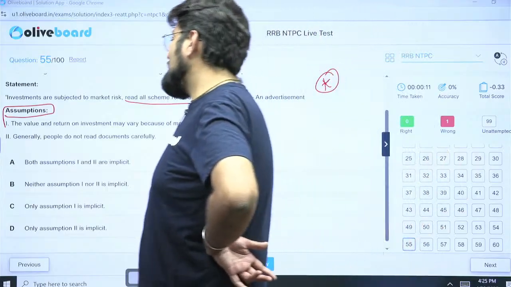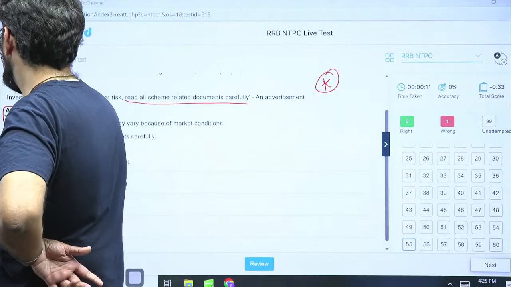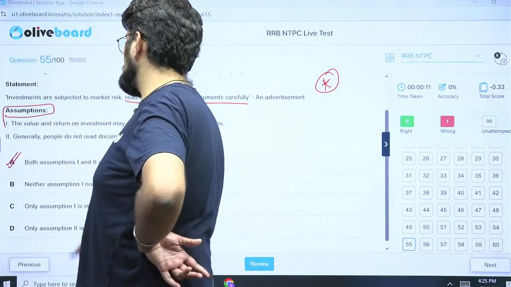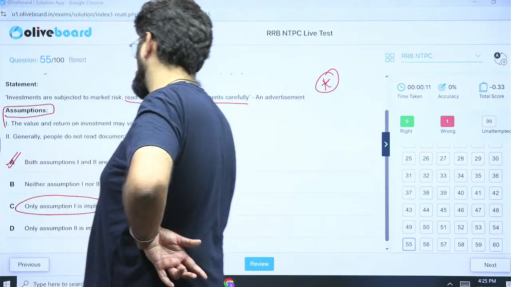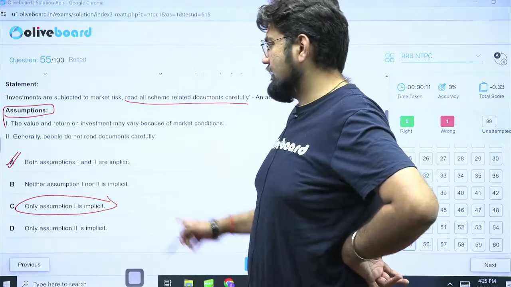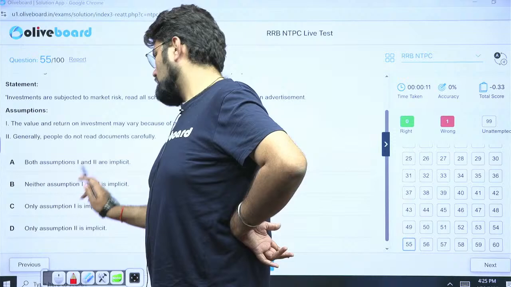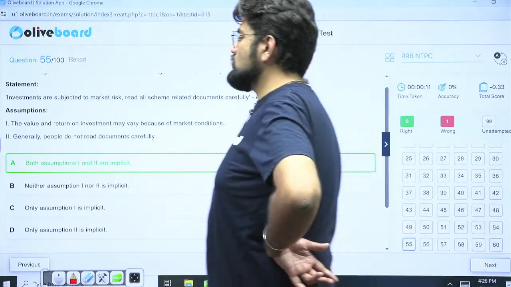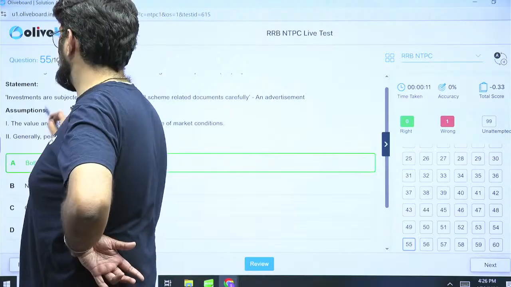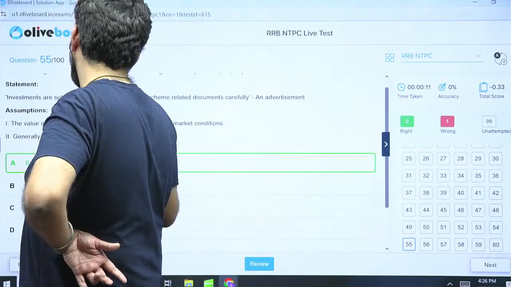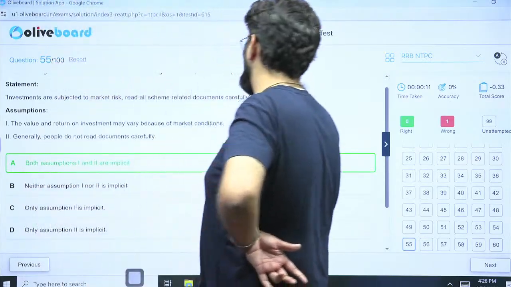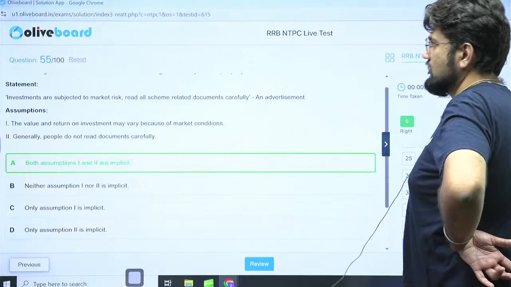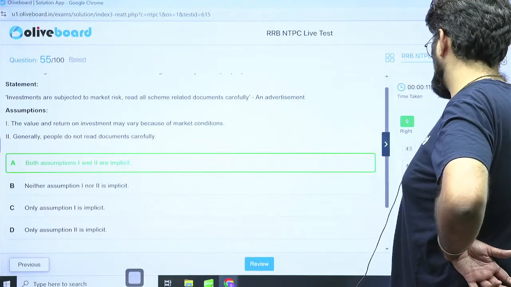So in that case, I think both are implicit, but I think ideally only one should be implicit. According to me, option C should be the right answer, but I know option A has been marked as correct here. I'll have to get this rectified once, because it's an assumption based question. So technically your author is assuming that you will not read the documents carefully, and probably that is why he's mentioning it here. This may be an assumption, that is why it is correct. I'll just counter check this once, okay.